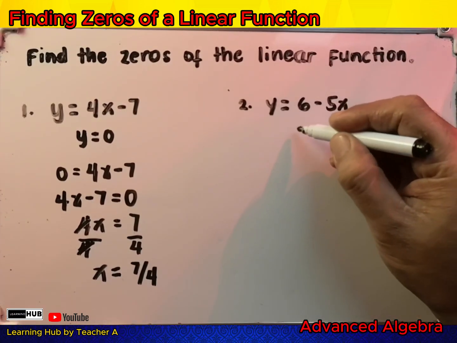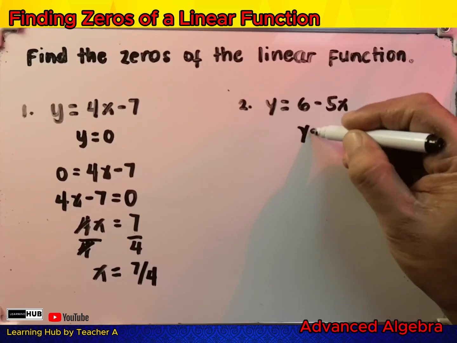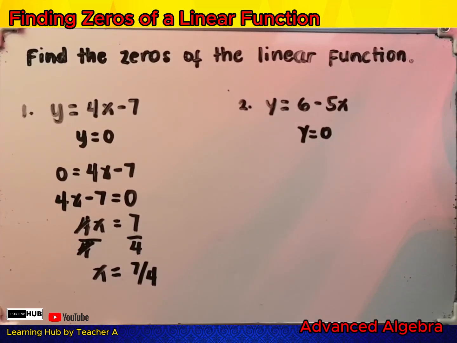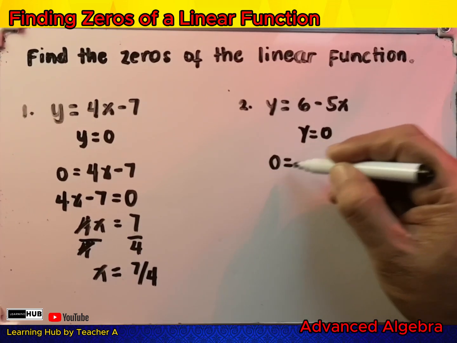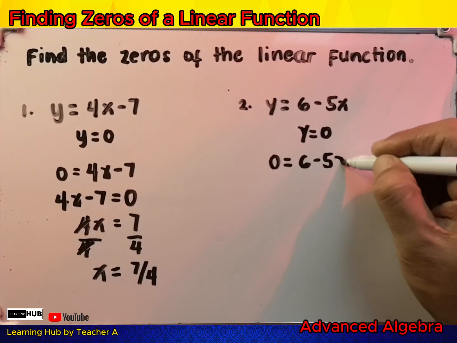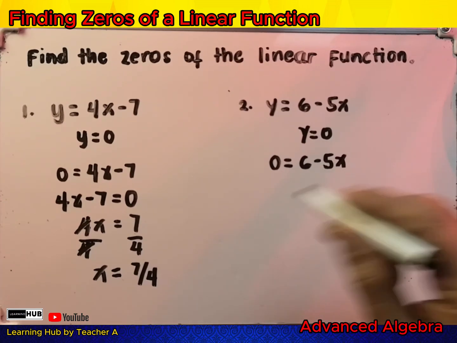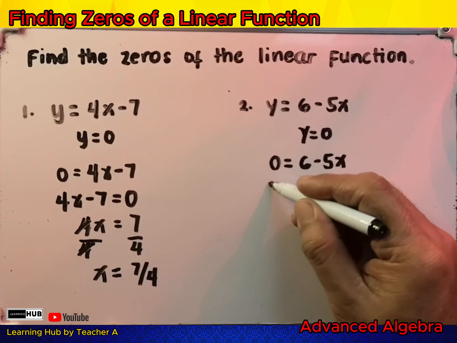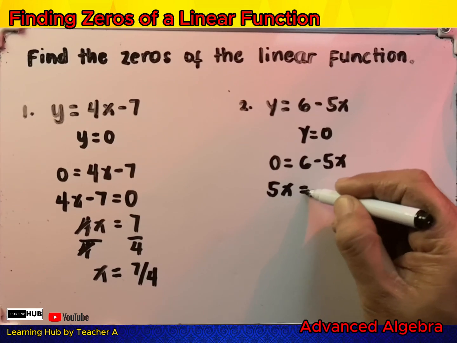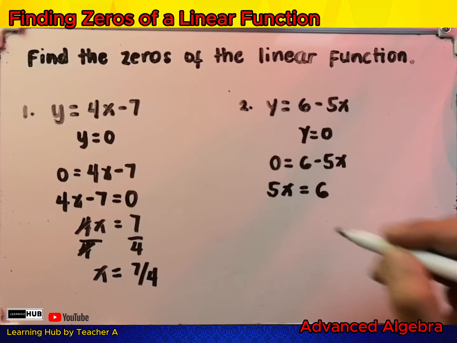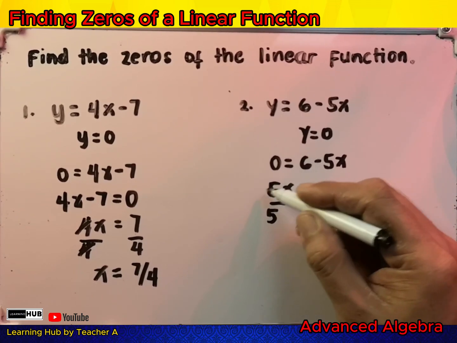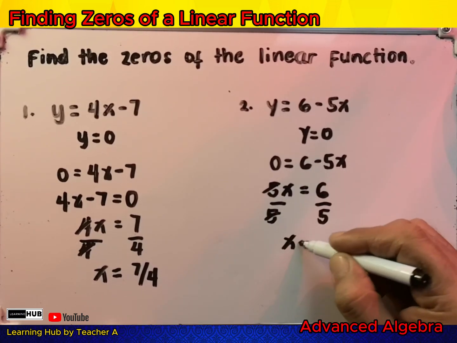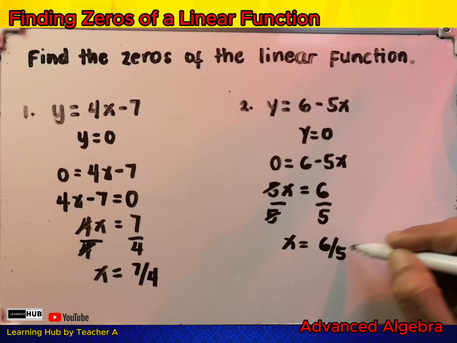In number 2, we also set our y to 0. Then substitute 0 for our y. So 0 is equal to 6 minus 5x. Transpose negative 5x to the other side, it becomes positive 5x. So 5x is equal to 6. Divide both sides by 5. So x will be 6 over 5.